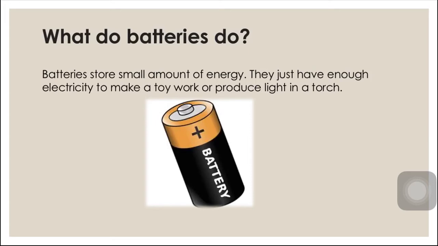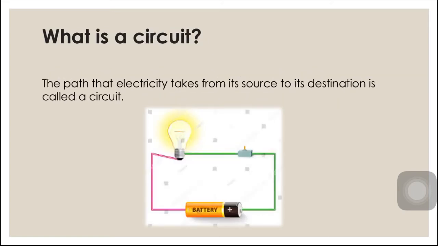The electricity that comes from the power station is heavy, and that electricity is used to power things that require more electricity, like your TV, like your mobile phones, like your washing machines, or even your refrigerators. Whereas the battery store a very small amount of energy, and this energy is enough to operate a toy or light up a torch. Our next question is, what is a circuit?